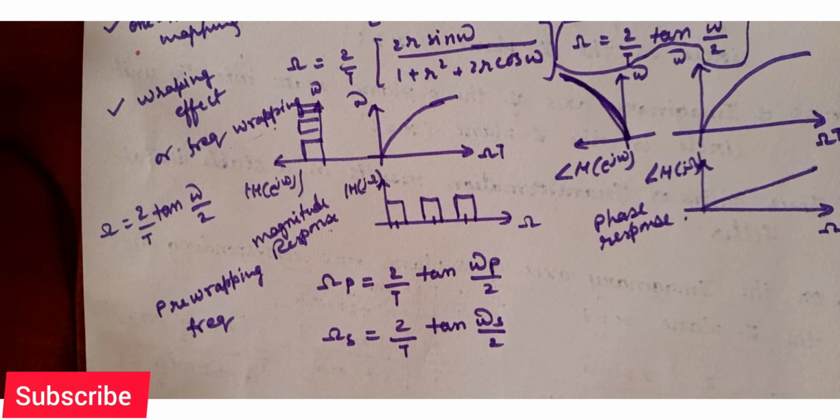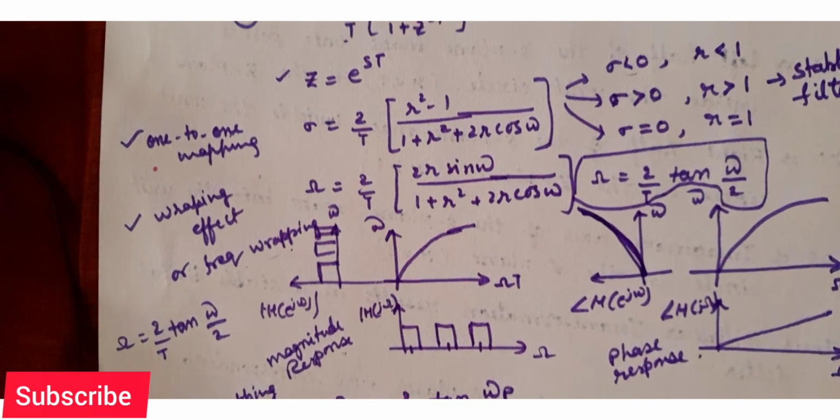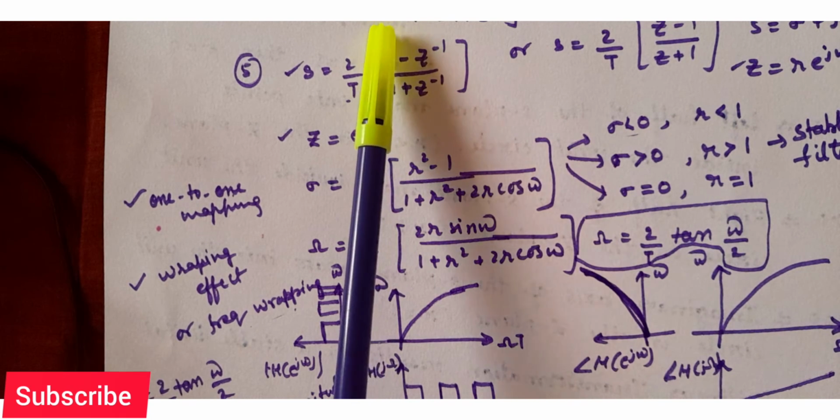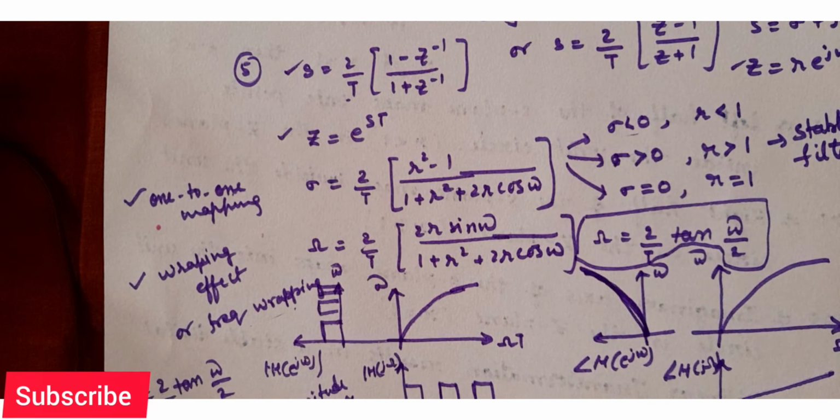So this is a summary of the bilinear transformation: its one-to-one mapping is an advantage. The bilinear transformation method results in a stable digital filter. The drawback of the bilinear transformation method is the wrapping effect, and it can be eliminated by using pre-wrapping of analog frequencies. And the transformation equation is given by S is equal to 2 by T times (1 minus z inverse) by (1 plus z inverse).